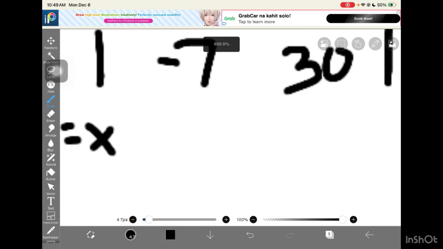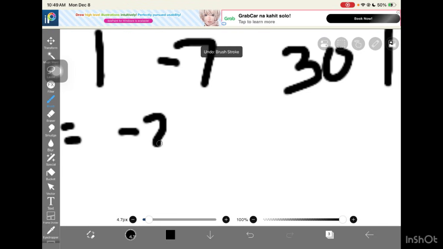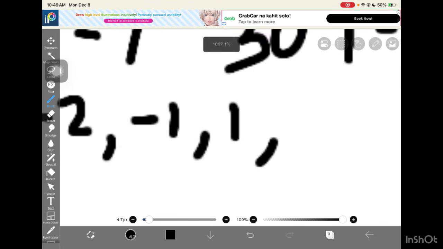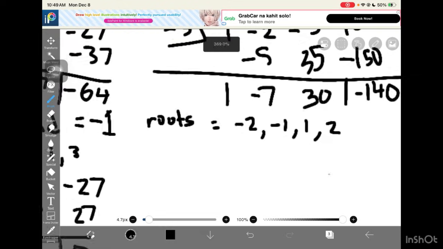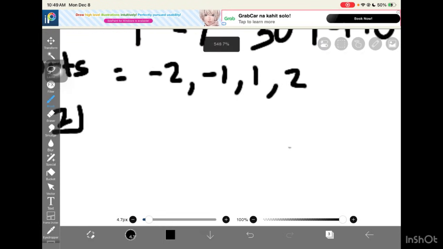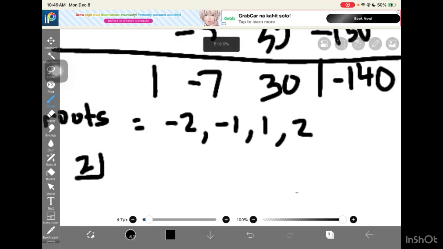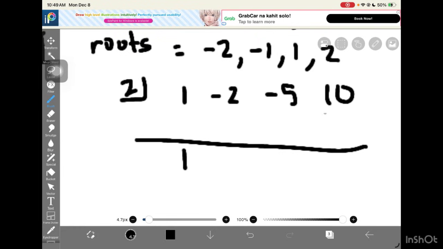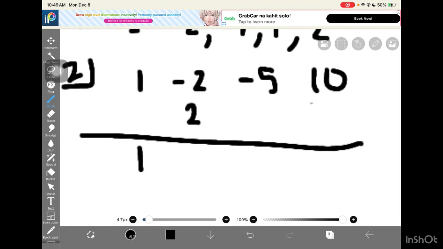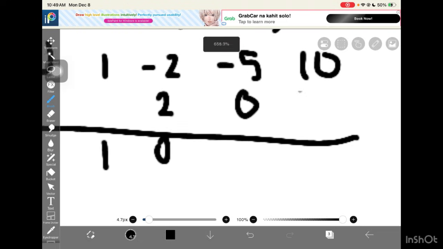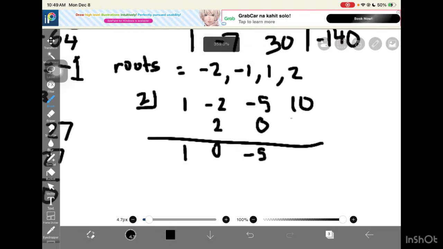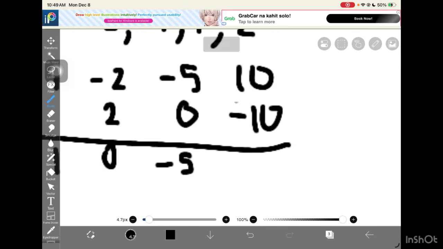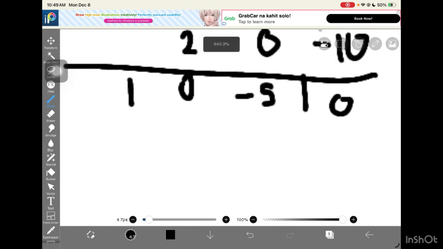So that leaves us our possible roots. We have x is negative 2, negative 1, 1, and 2. So let's try 2. So 1, negative 2, negative 5, 10. We have 1 times 2, 2. Negative 2 plus 2, that's 0. 0 times 2, 0. This is just negative 5. Negative 5 times 2 is negative 10. 0. Okay, perfect.